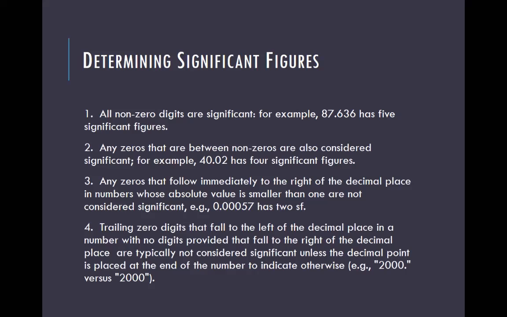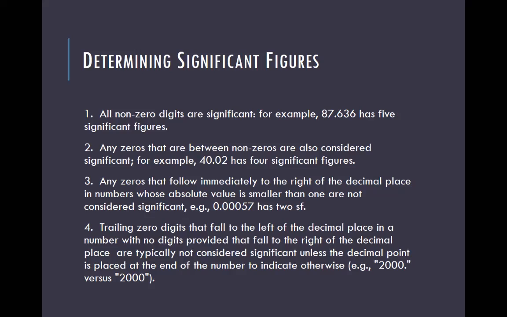Rule 3: any zeros that follow immediately to the right of the decimal point in a number whose absolute value is smaller than 1 are not considered significant. Okay? So in this example, 0.00057, the three zeros are simply placeholders and are not considered significant figures.